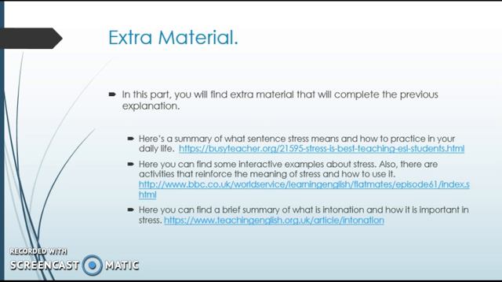In this part, you will find extra material that will complete the previous explanation. The first link is a summary of what sentence stress means and how to practice in your daily life. Then, the next one, in that you can find some interactive examples about the stress. Also, there are activities that reinforce the meaning of stress and how to use it. And finally, the last link. In that, you can find a brief summary of what is intonation and how it is important in stress.